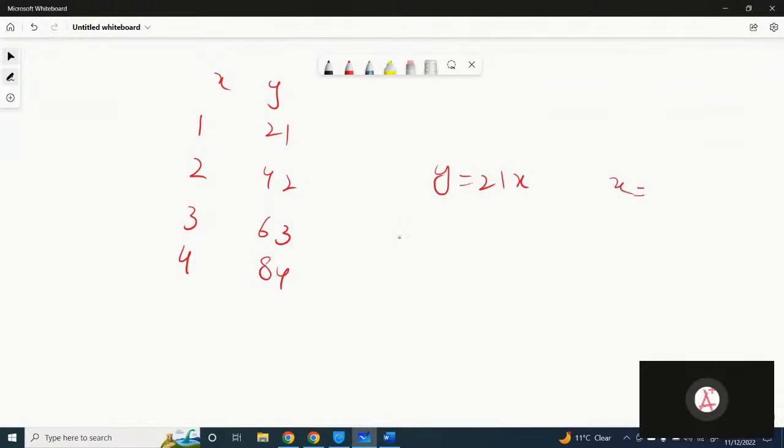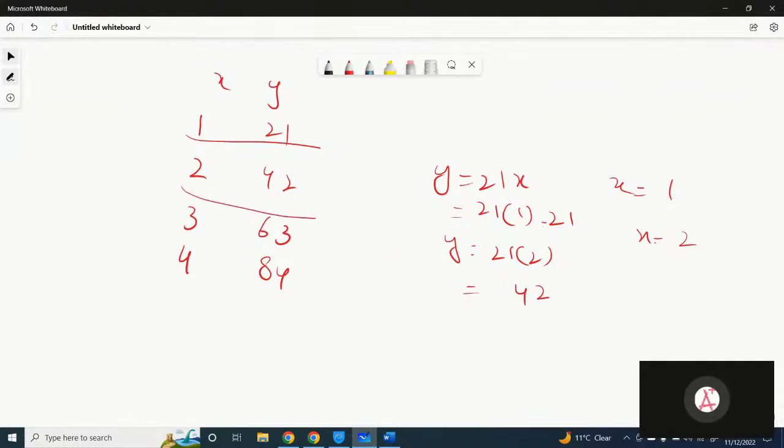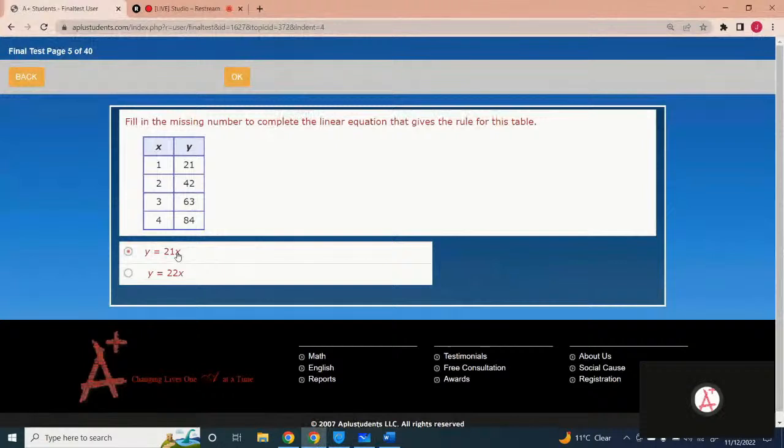Let's check the first option, y equals 21x. Replace x with 1. It would be 21 times 1 is 21. That means when x is 1, y is 21. Let's check with another value, x equals 2. Y equals 21 times 2, which is 42. Yes, option 1 is the correct one, because when you substitute the values you get the same values as the table. So it would be option number 1. Very good.